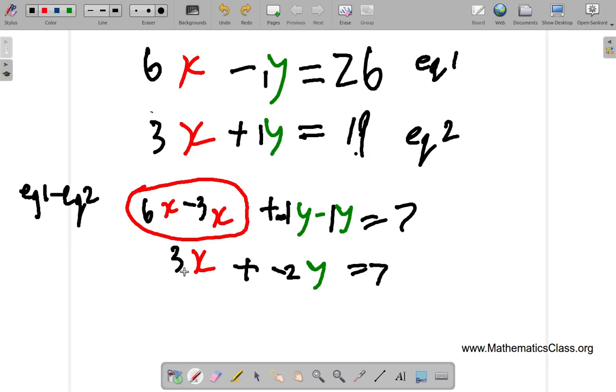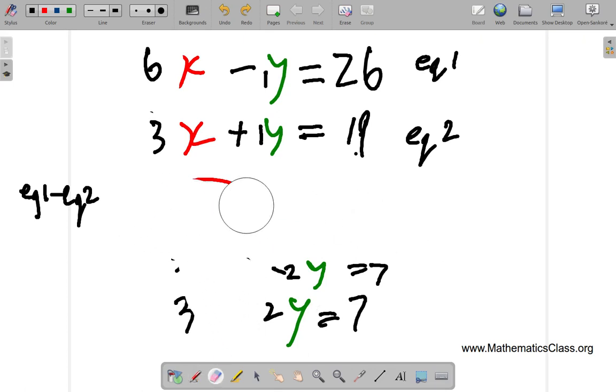So what you end up with is 3x minus 2y equals 7. Alright, by subtracting you did not eliminate y. You see that? You did not eliminate y. So let's try adding and see what would happen.